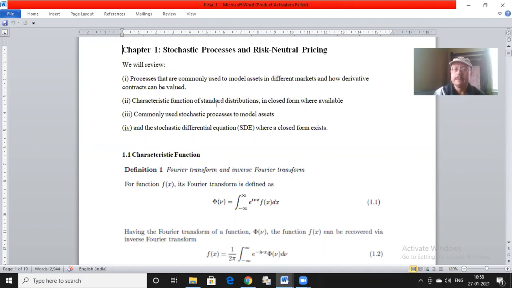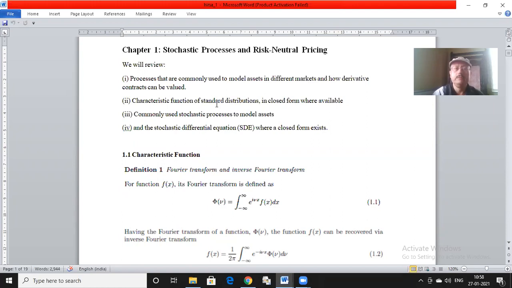We will also review characteristic functions of the standard distributions, all the popular distributions, and particularly those which are important for us, in closed form wherever they are available. Again, this is known to you. You have all learned characteristic functions, but we will have a quick review of it. Then we will focus on the commonly used stochastic processes for our financial asset modeling.